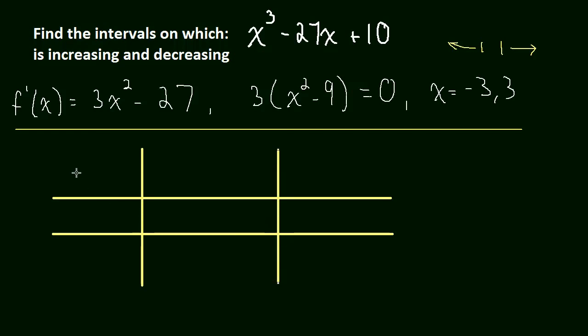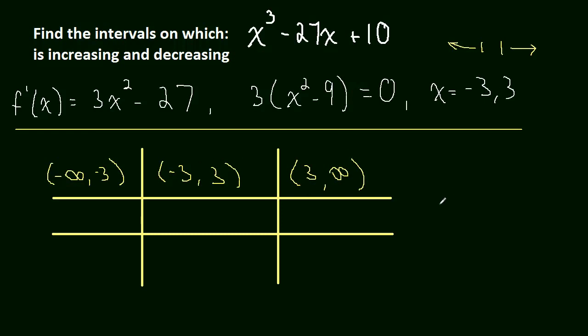And let's see. Okay. So this is going to be negative infinity to negative 3. We're going to test a number in there to see what happens. And then we're going to test from negative 3 to 3. And then we're going to test from 3 to infinity. And why are we only testing these 3 intervals?